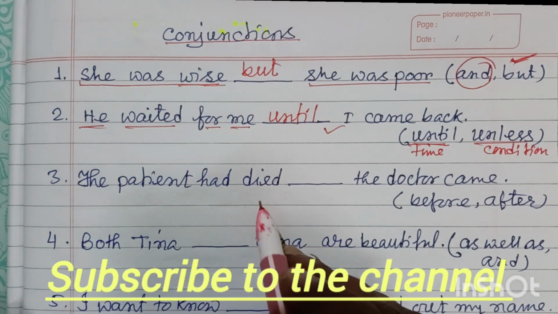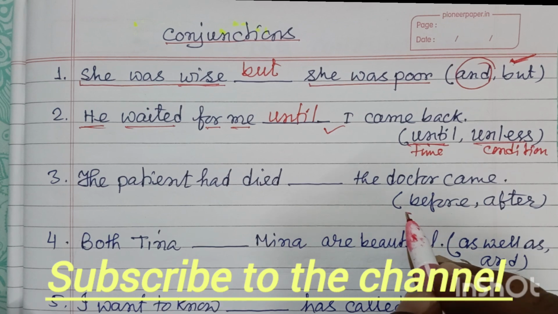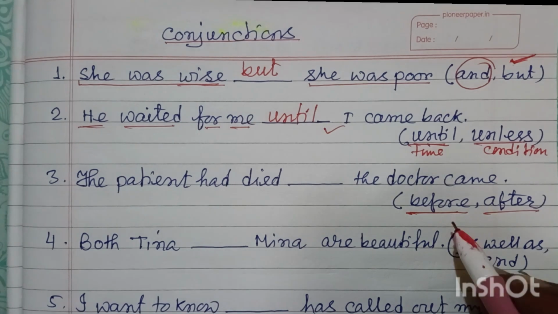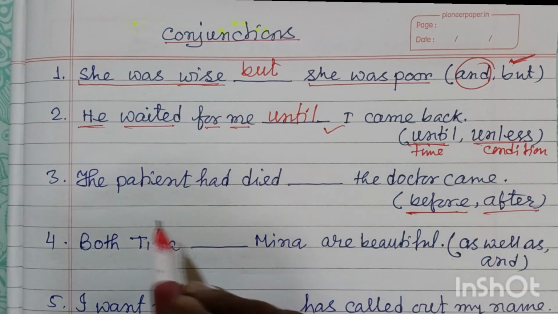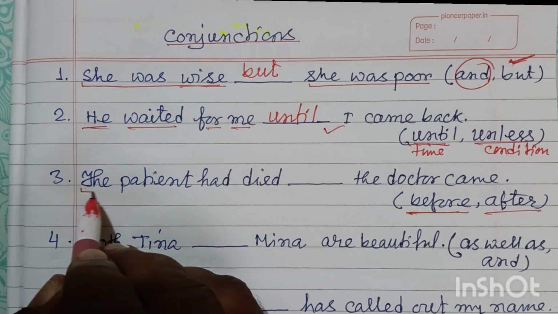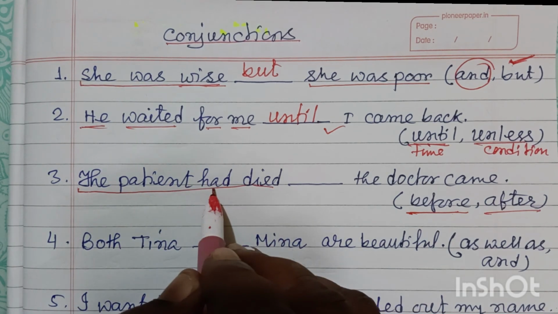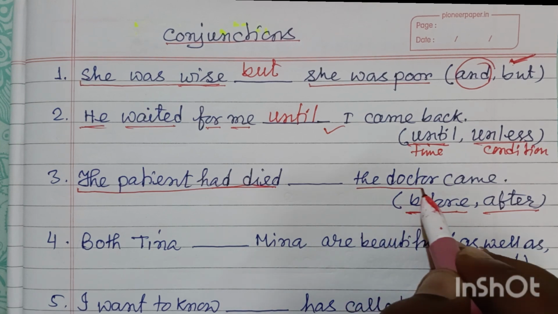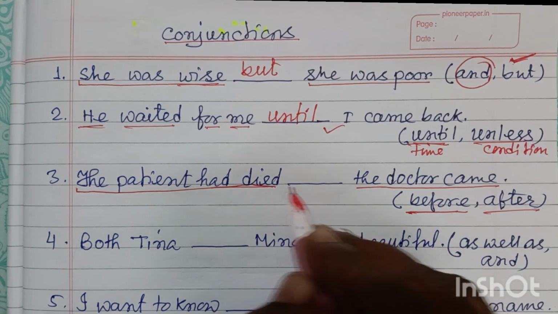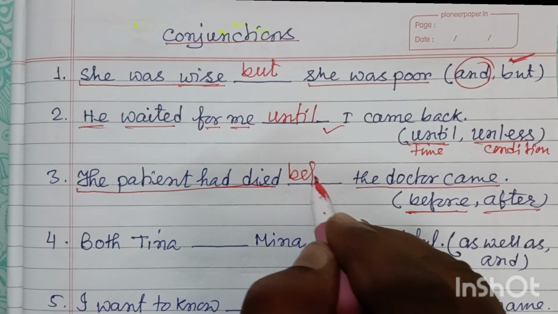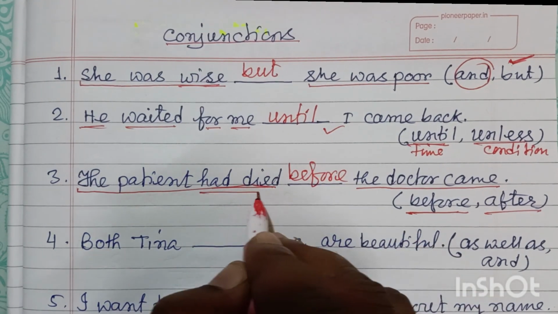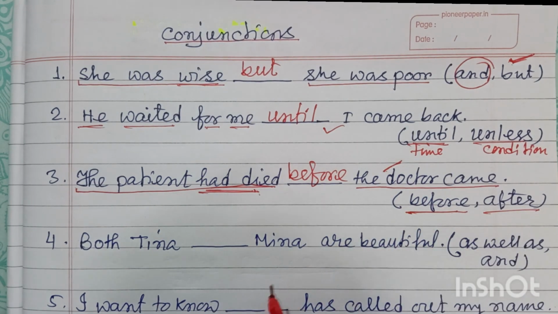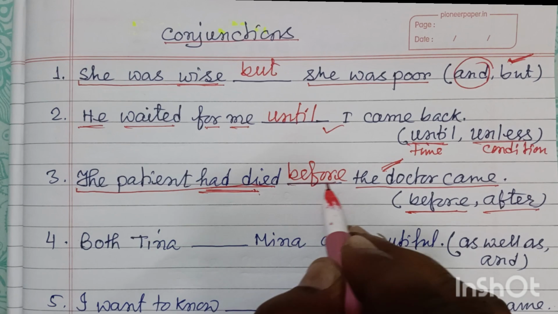This is the correct answer. Now, the patient had died, blank, the doctor came. We have to choose before or after. Friends, both these words are subordinating conjunctions here. And you can see this is the first action, the patient had died. That is why it is past perfect. And the doctor came, or the doctor reached, after the death. So obviously we have to write down "before." Actually, this is the first part and it is done before this second action. That's why we are writing down "before."